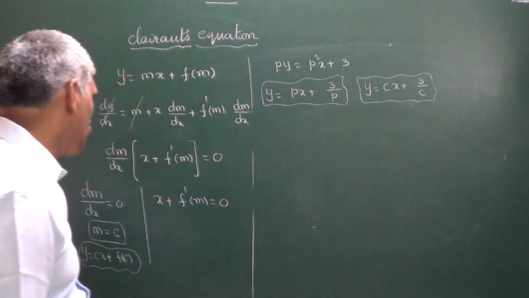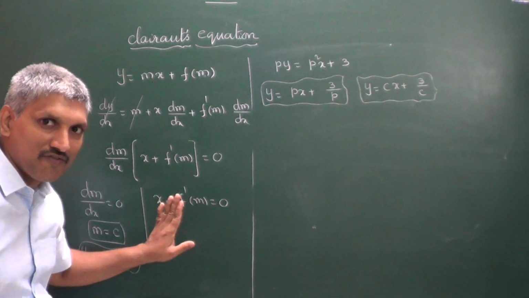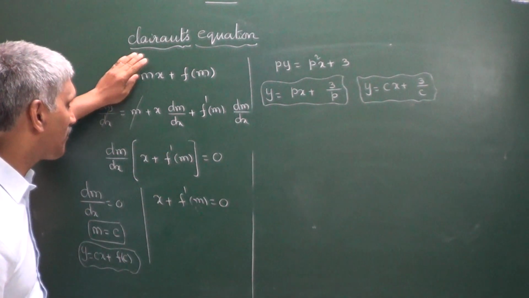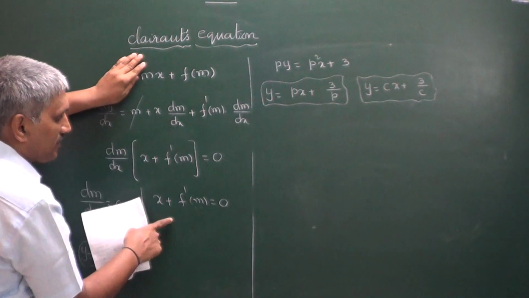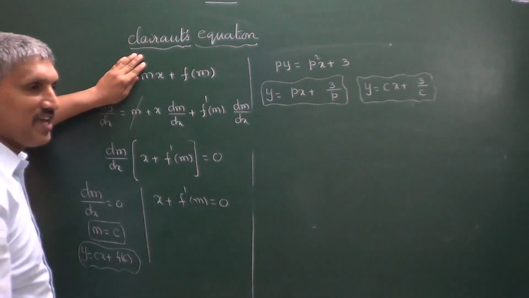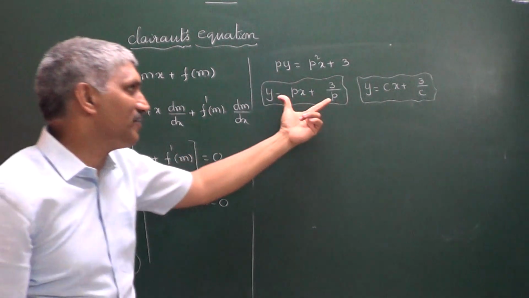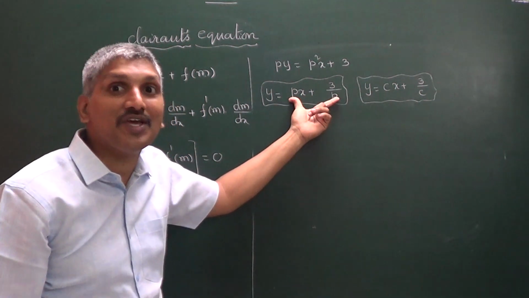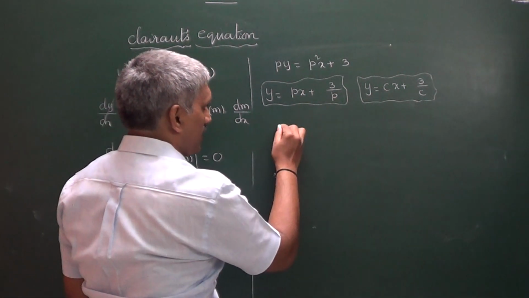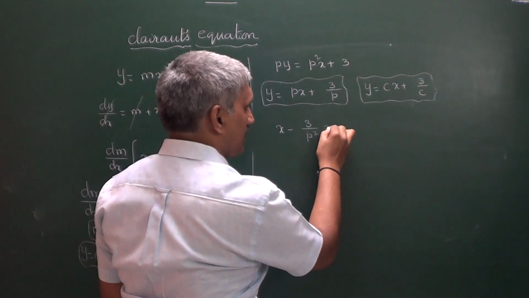Okay, singular solution, how are we getting it? X plus f dash of m is equal to 0. With the help of this we are going to get the singular solution. How do you get x plus f dash of m is equal to 0? Observe here. Differentiate this with respect to m, that is, differentiate this with respect to p. Then what we will get? X minus 3 by p square is equals to 0.